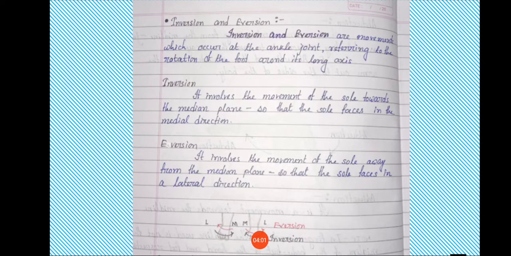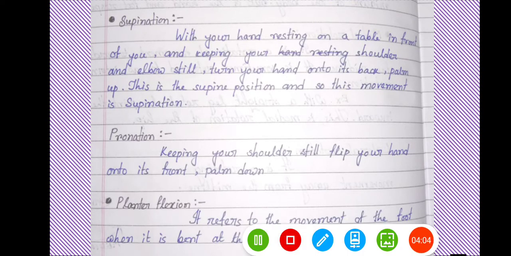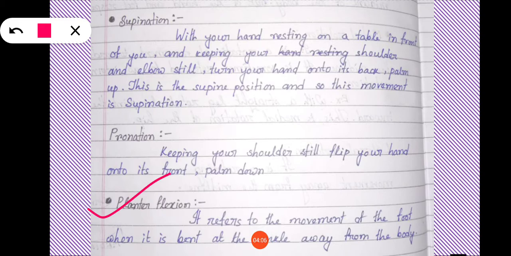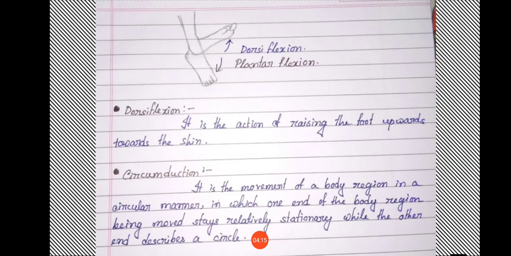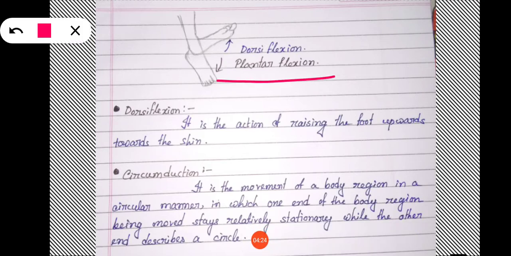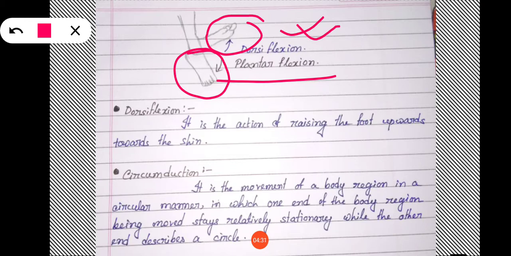Next, plantar flexion. What is plantar flexion? It refers to the movement of the foot when it is bent at the ankle away from the body. Let's look at the picture. Through this image you can understand easily. Plantar flexion means away from the body, you can see this, and dorsiflexion means towards the body. You can understand well through this image.